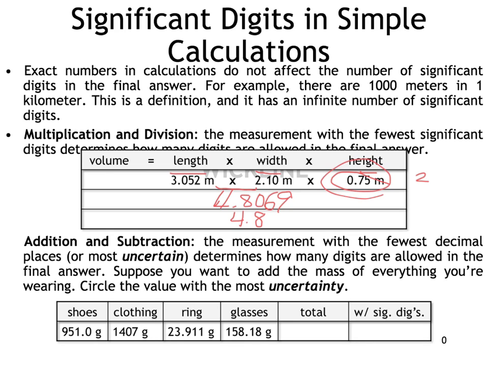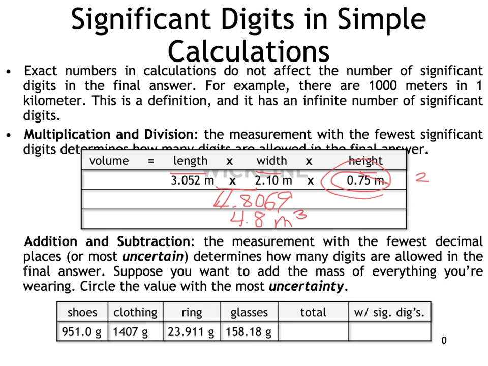Do note that the units matter in multiplication and division. So this meter times this meter, multiplied again by that meter, meter times meter times meter, you're going to be getting meters cubed.